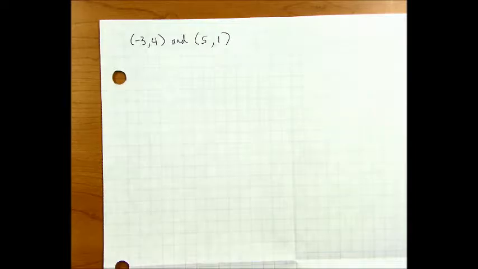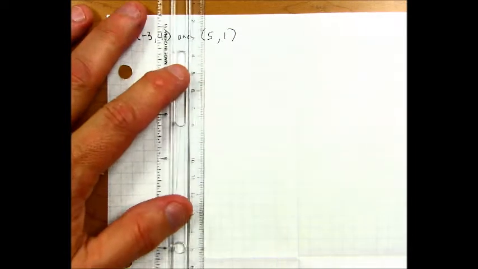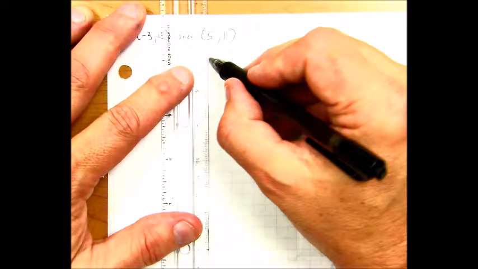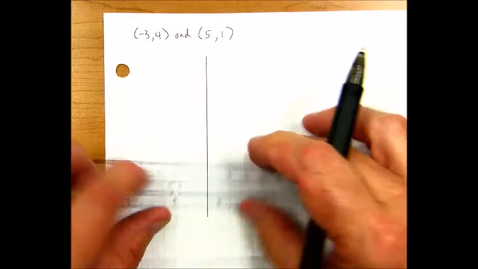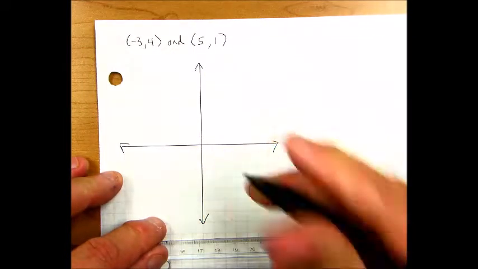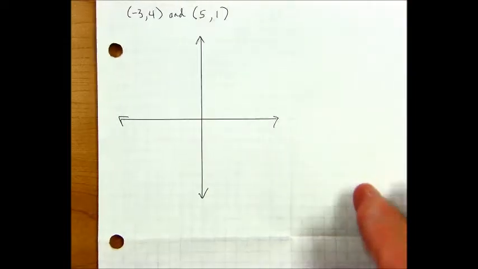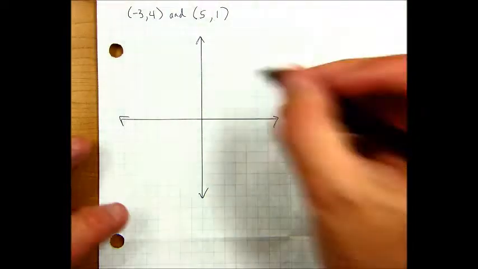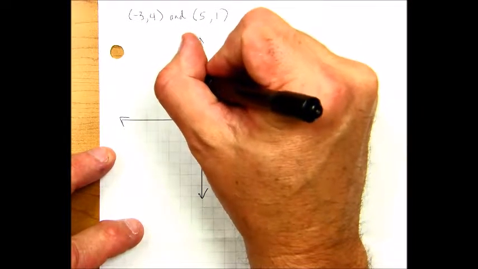So I'm going to go ahead and graph these on my little graph here. So we'll graph it all out. Everybody's got a ruler. So get your rulers out.